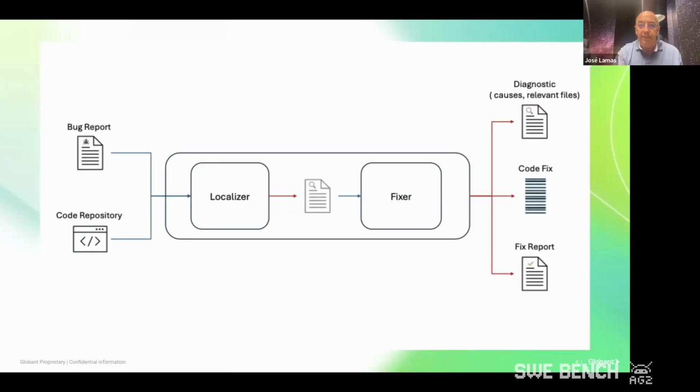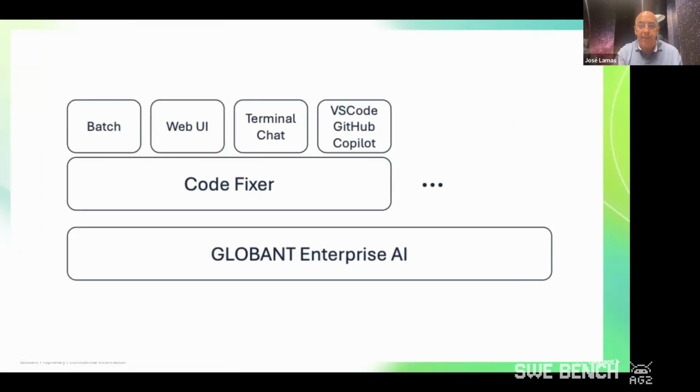Okay, code fixer offers three main interaction interfaces. The first one is a command line execution that is the one actually used to run for the benches. This command line execution allows the user to present a list of tickets, a batch, and receive the diagnosis and fixes for all of them. There's also a web browser UI on which the user can see the list of tickets, select one of them, check the details, ask for a diagnostic.